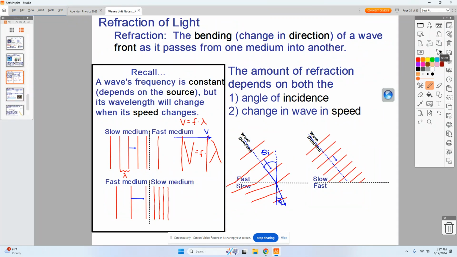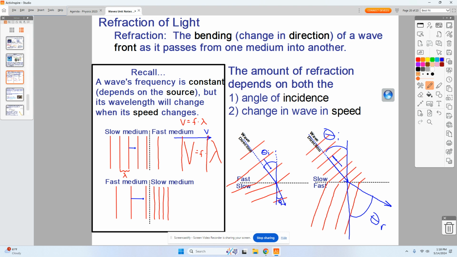If I were to go from a slow to a fast medium, the opposite occurs. Now this wavefront will get ahead of the other. This wavefront is also getting ahead, and this wave would then start to bend, what we say is away from the normal. So again, which way it bends depends largely on how that speed changes. This is theta I, this would be theta sub r, and you would see that the light bends.